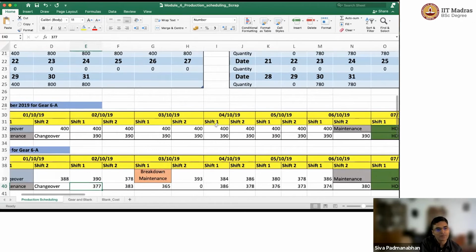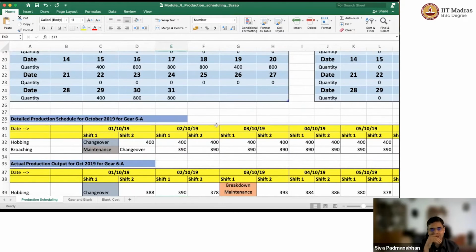Similarly, if you see the next line, for the broaching machine, in a very similar way, first on a Monday morning, I do maintenance for 1 shift. Then I do changeover. That means I'm setting up the broaching machine for gear 6A. That takes a whole shift. And on the next day, Tuesday morning, is when I start the broaching operation. I only plan 97.5%, 390 units, because I know that of the 400 made in shift 2 of the 1st of October, only 390 will actually be made. That's why you see 390 on shift 1 of the 2nd October, and so on it goes.